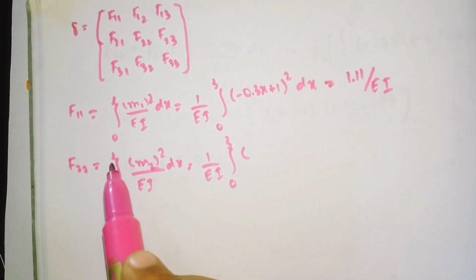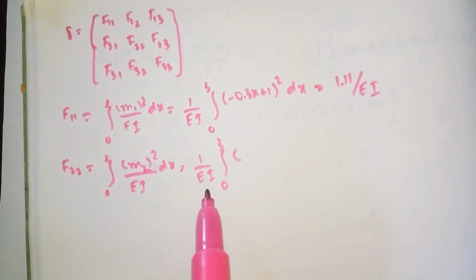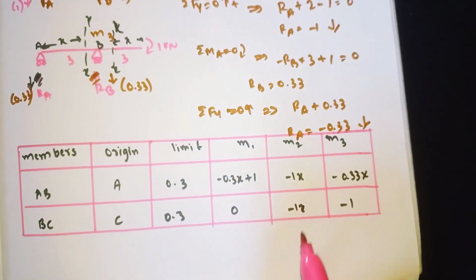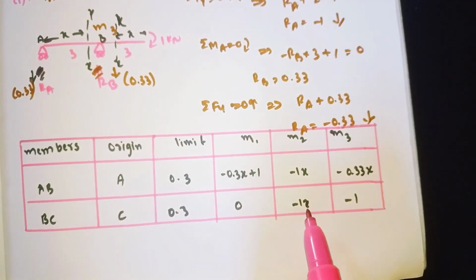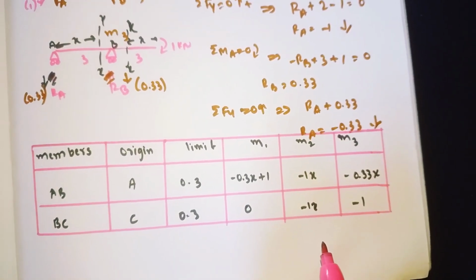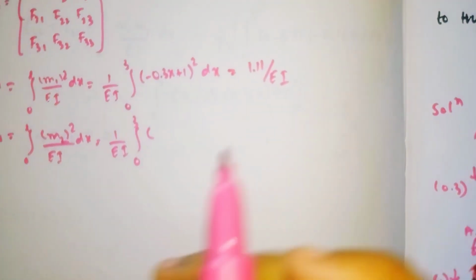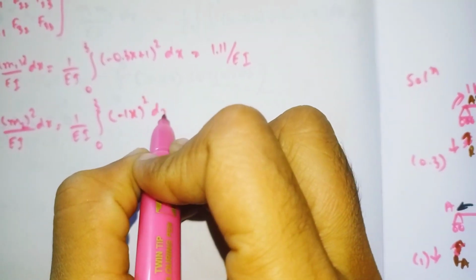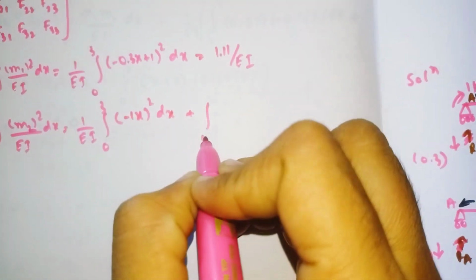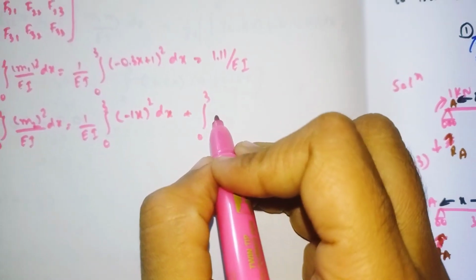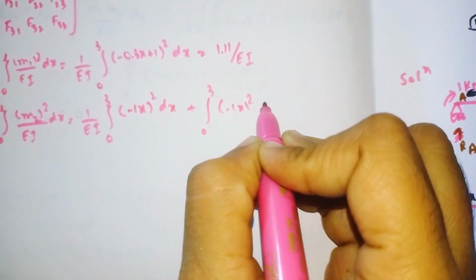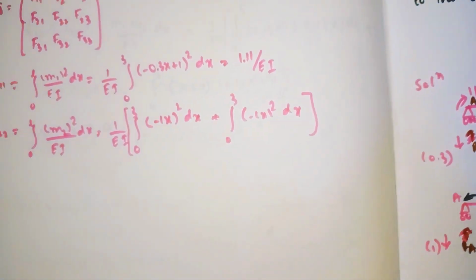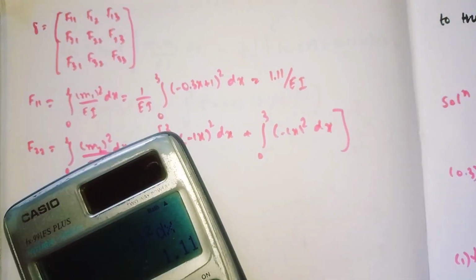Similarly, we will calculate for F22. We have the formula, this one. So substitute all the values here. So our M2 value is minus 1 into x for BC, minus 1 into x. So we need to separately integrate for these two. So now we will see minus 1x whole square dx for AB, integration of 0 to 3 minus 1x square dx for BC. So now we will separately integrate for this.